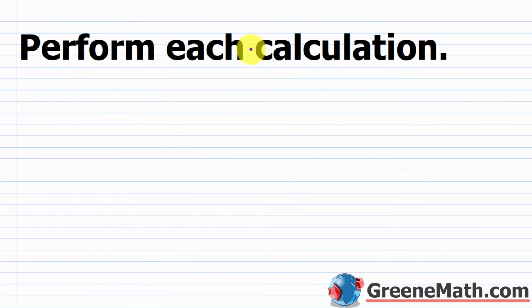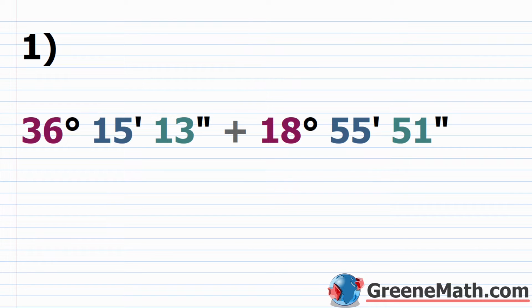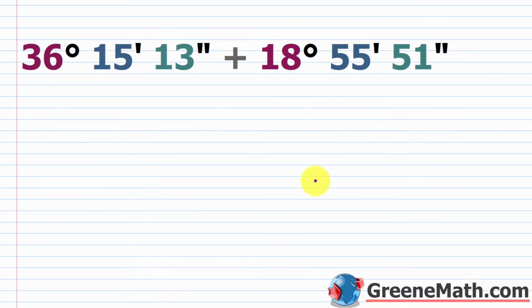We're told to perform each calculation. And for the first problem, we're going to add these two angles together. We have 36 degrees, 15 minutes, 13 seconds, plus we have 18 degrees, 55 minutes, 51 seconds. Okay, so my preference is to do this vertically. You don't have to, but I think it makes it a little bit easier.